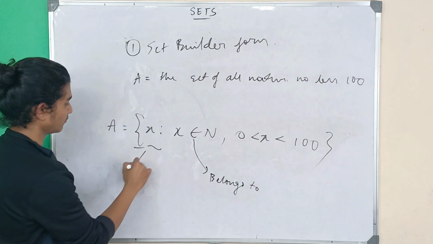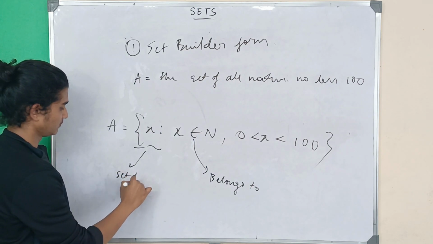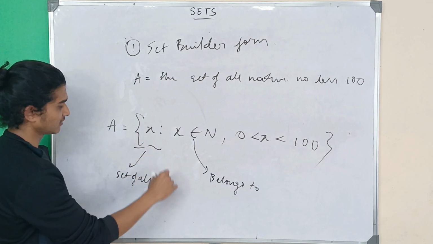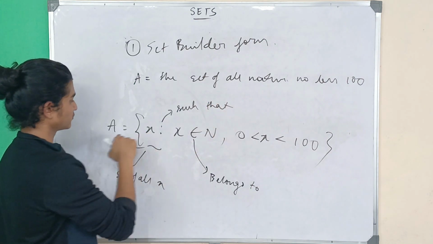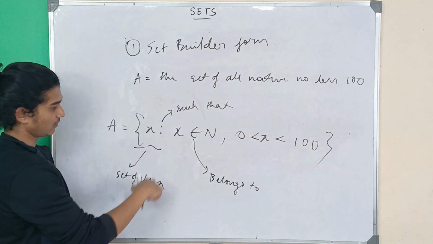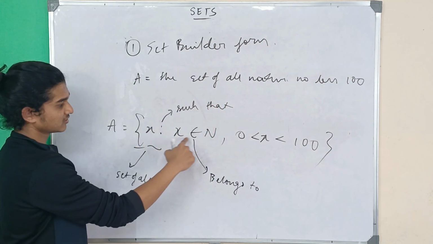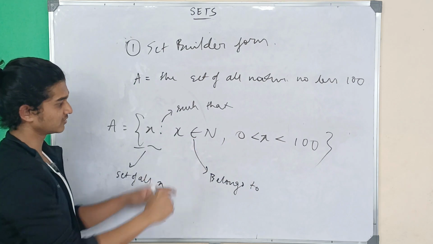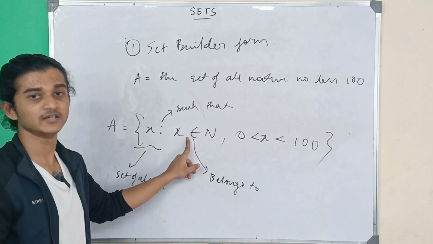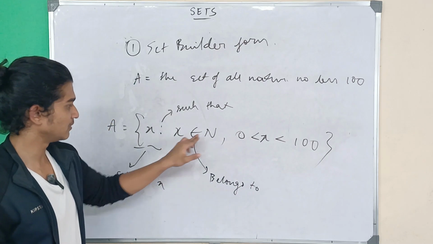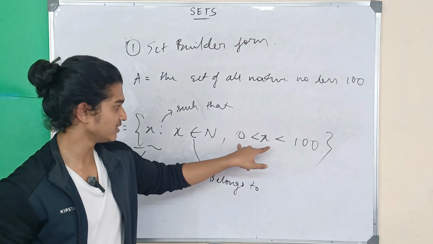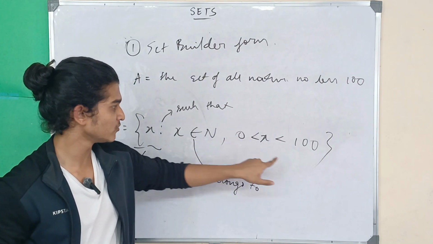So this is set of all, and then x, set of all x, and this is such that. So A is a set of all x such that x belongs to, so you're going to pronounce this as belongs to. Belongs to basically means it belongs to that set. So let me just write it out. So x belongs to N, and the range of x is between 0 and 100.